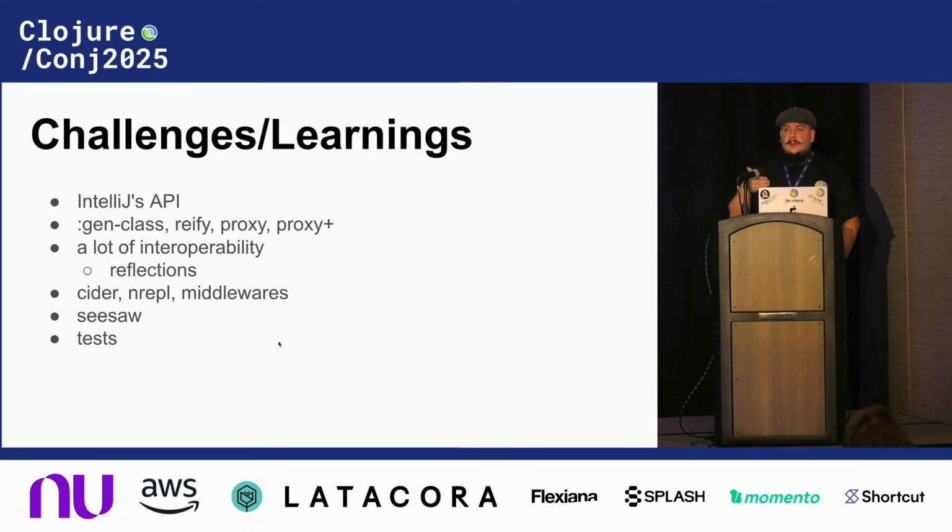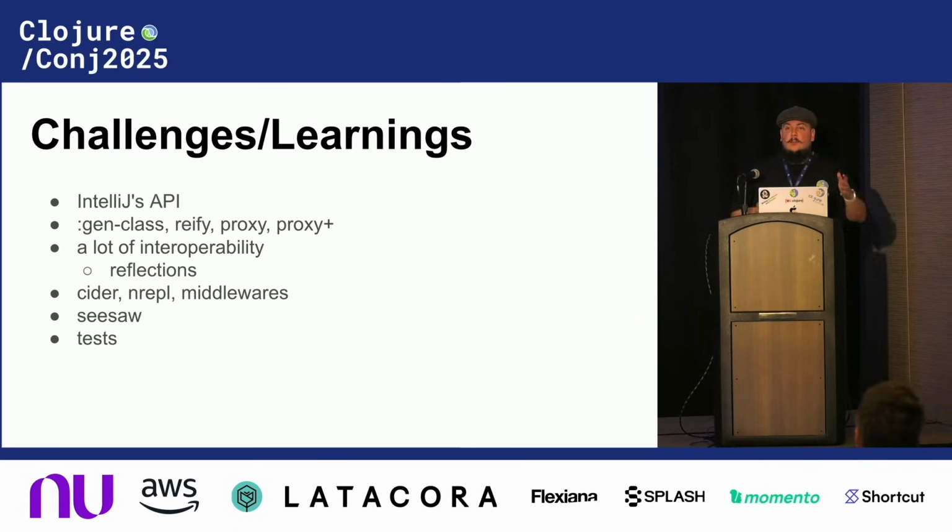Also, working with CIDER, the REPL and middlewares was the first time that I was on the other side, taking a look at the protocol. It's pretty nice. Also, there's a library called Seesaw. I don't know if you know it, but it was my first time also. It's a library to use the Java Swing APIs, and all the configurations that I showed are built with this library. And also tests were really hard to do.